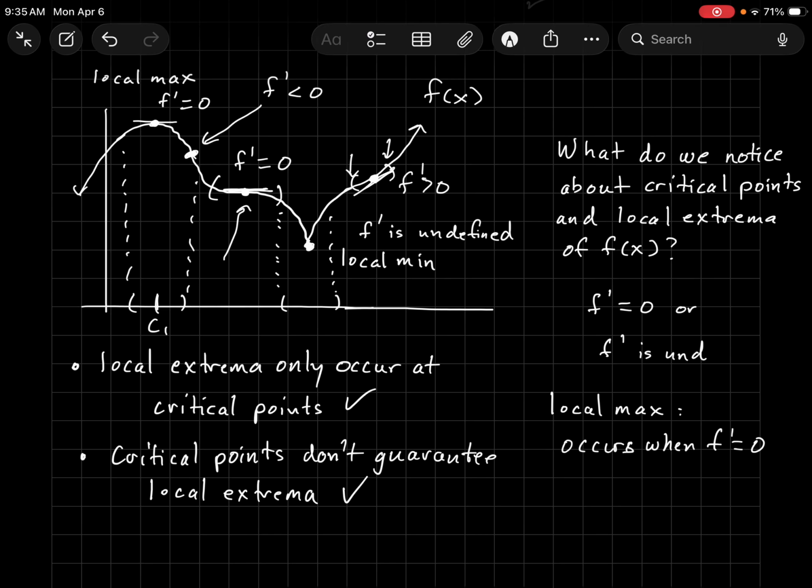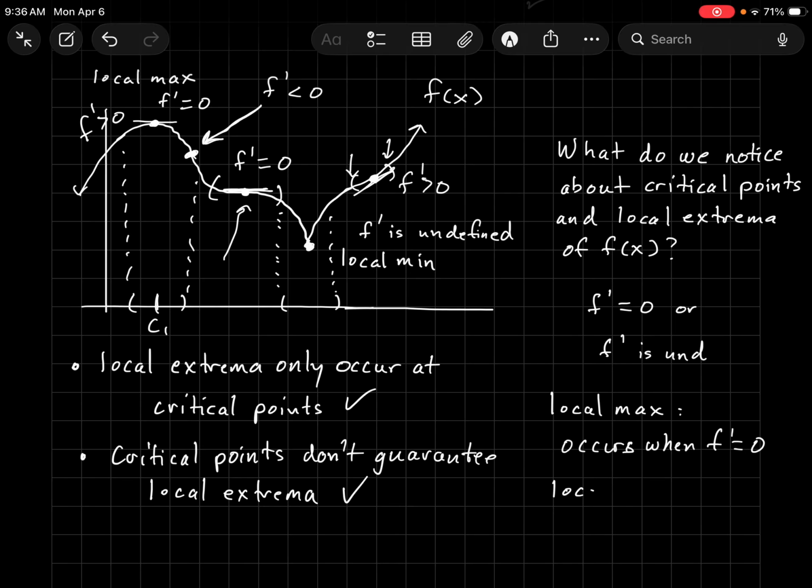What happens right around the critical point? Well, notice that my function is increasing right before it, f prime is positive, and then my function is decreasing right after it, f prime is negative. I will formalize that in just a bit.